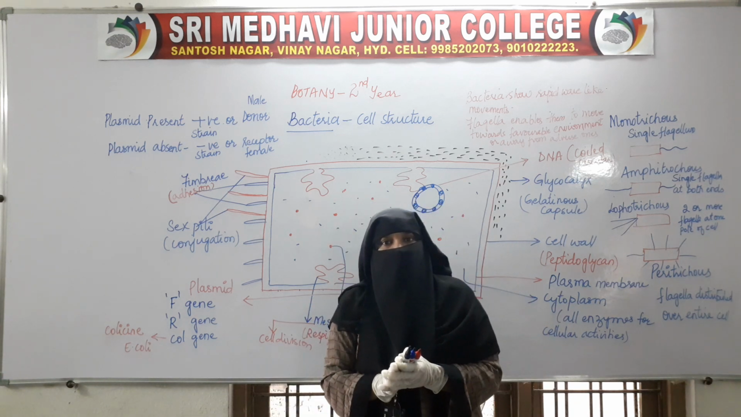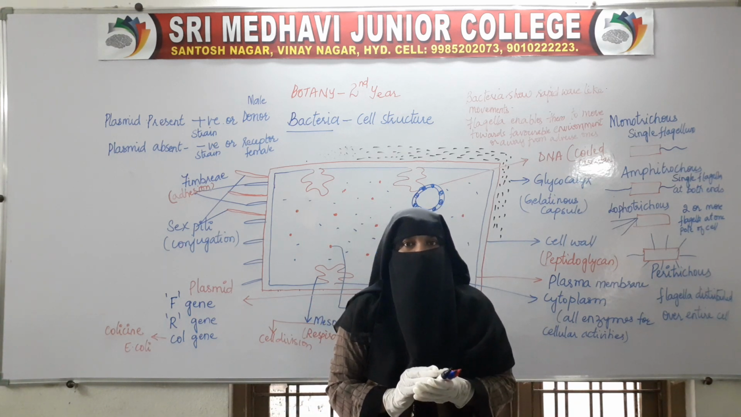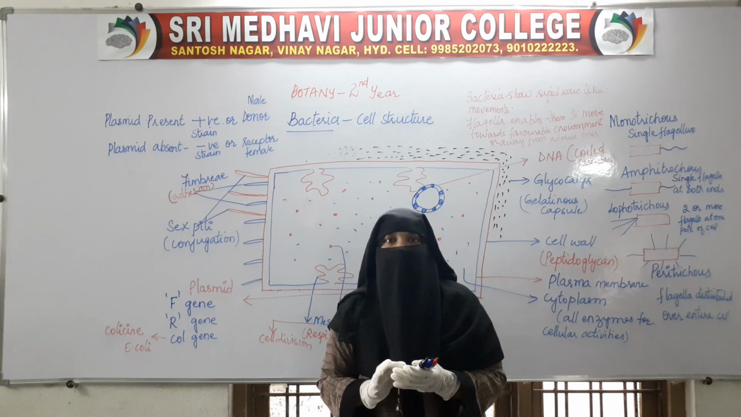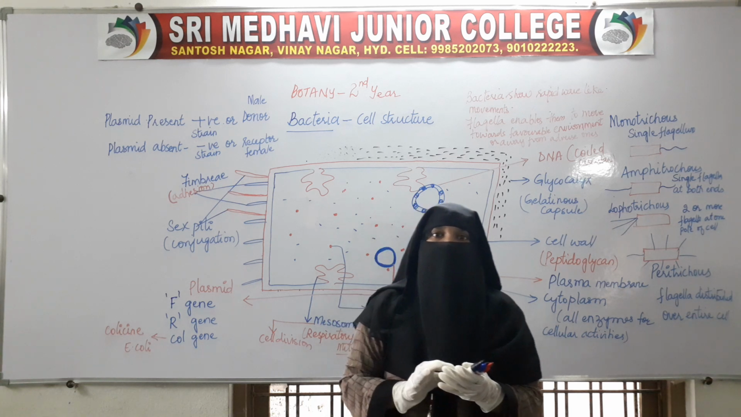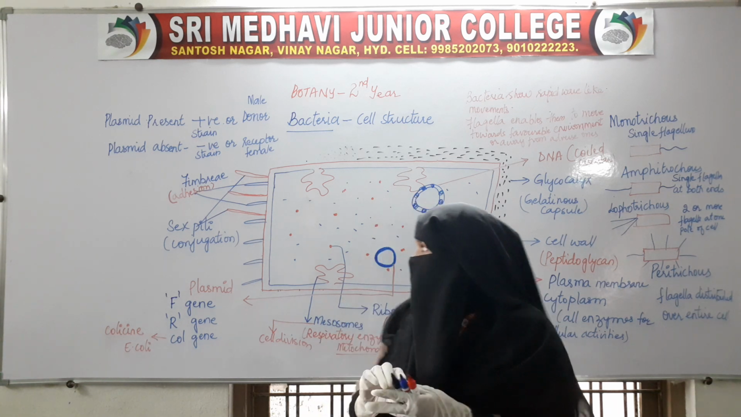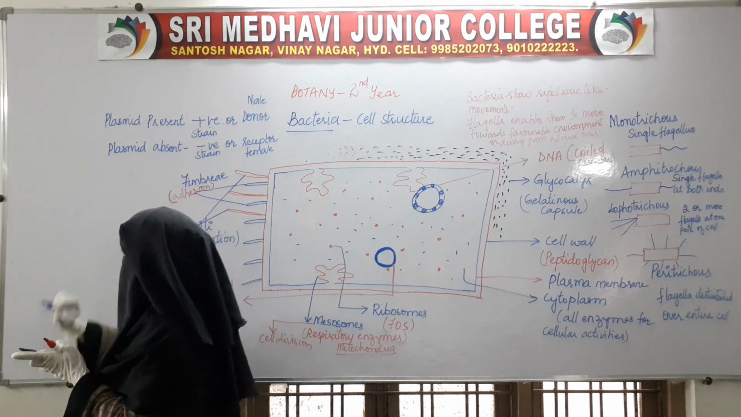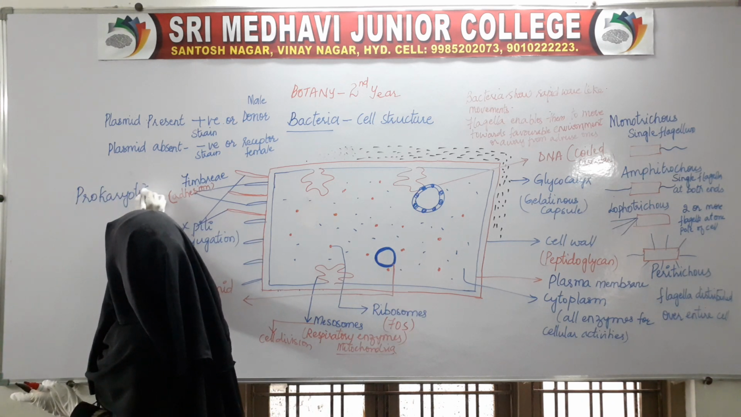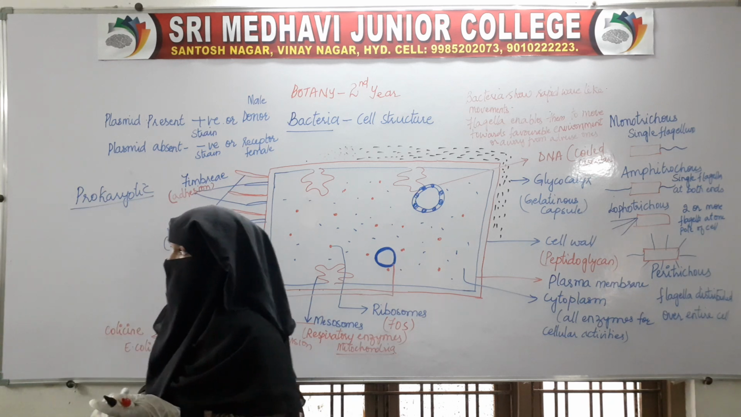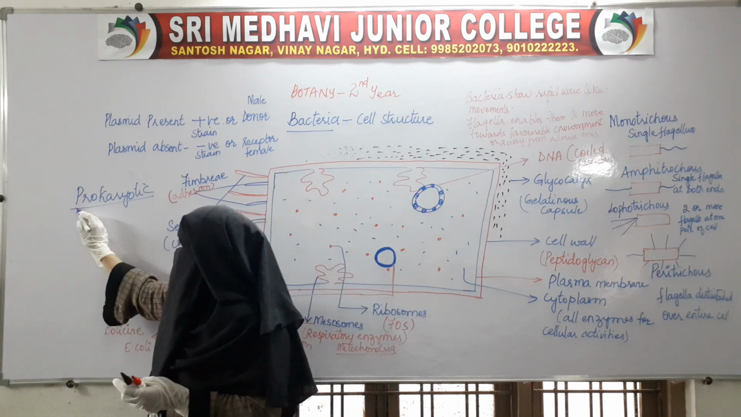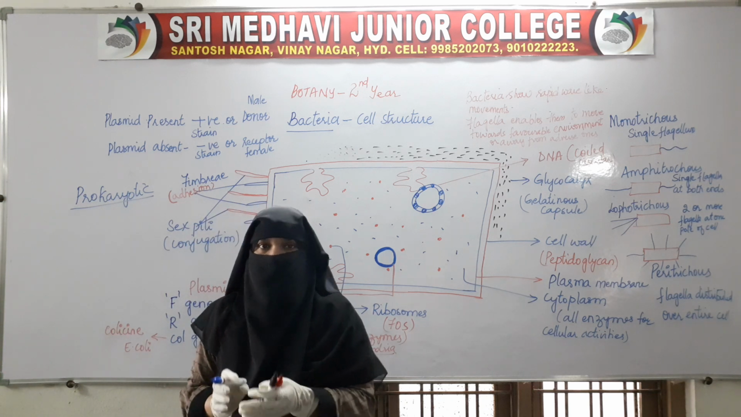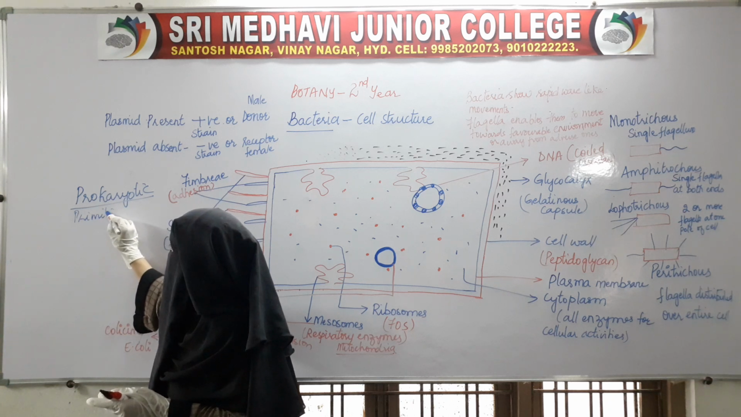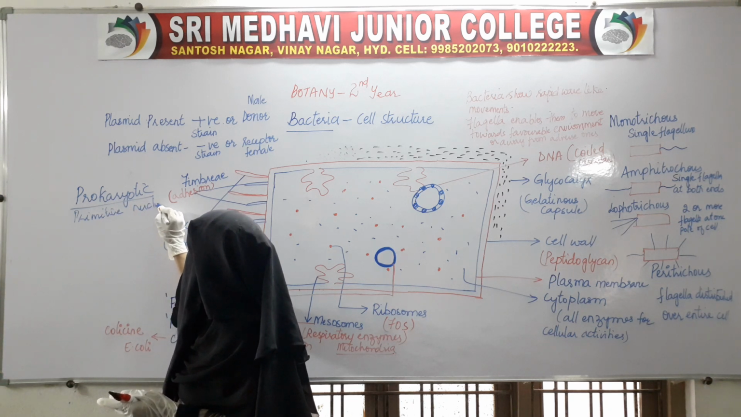We all know bacteria are unicellular organisms, very small, very tiny creatures. They are prokaryotic. Pro means primitive, karyo is nucleus.